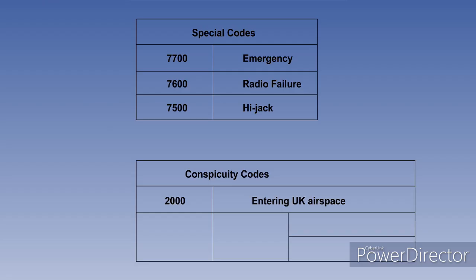In the second table, which shows conspicuity codes, 2000 is used when the aircraft enters UK airspace and it has not previously been asked by an ATC unit to operate the transponder. In the UK, a conspicuity code has to be used. The code 7000 and mode Charlie must be selected above flight level 100, except when given a different setting by air traffic control or one of the special codes is used. 7000 and mode Charlie should be used below flight level 100, unless the same exceptions apply.